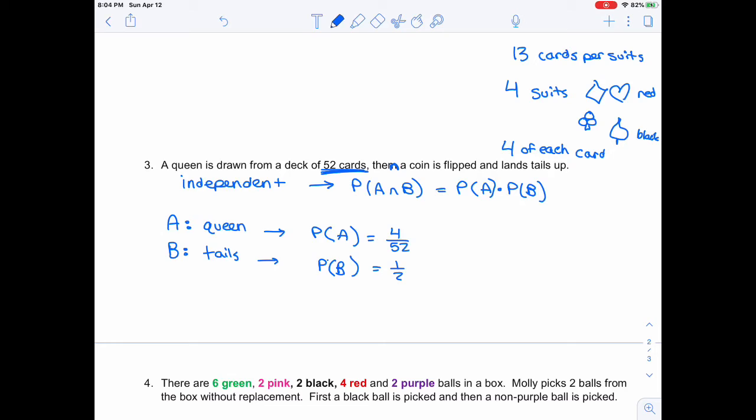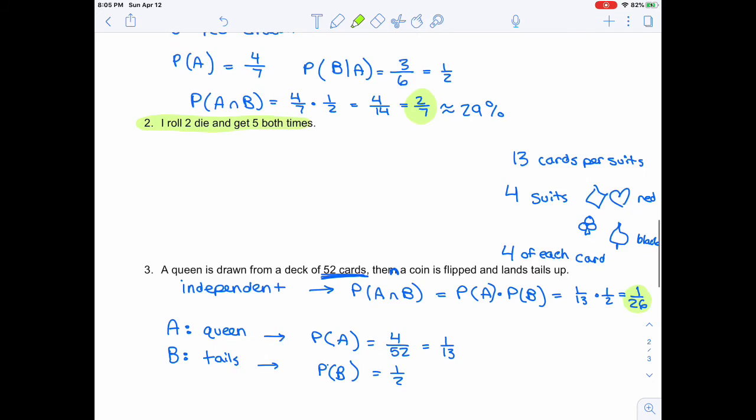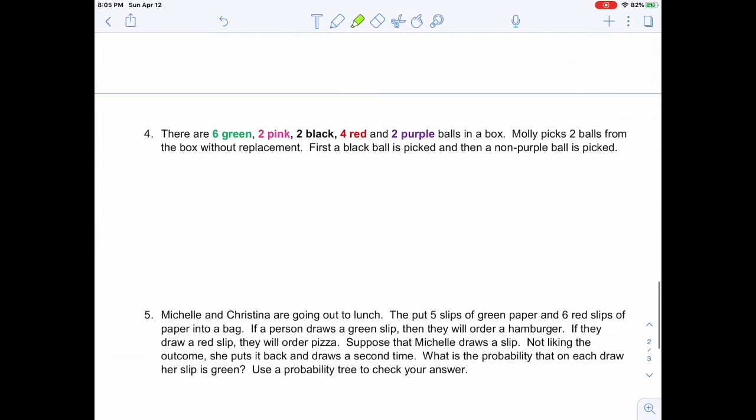So all we have to do, we can choose to simplify this down. I will tell you it goes to 1/13. You don't have to until the very end though. But our final probability is going to be 1/13 times 1/2, which is 1/26.